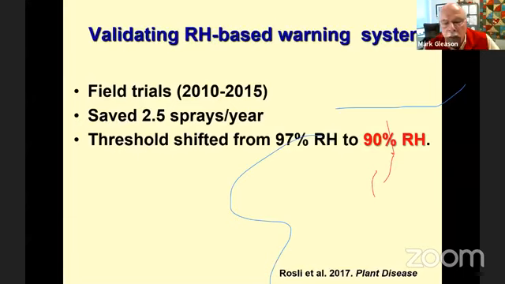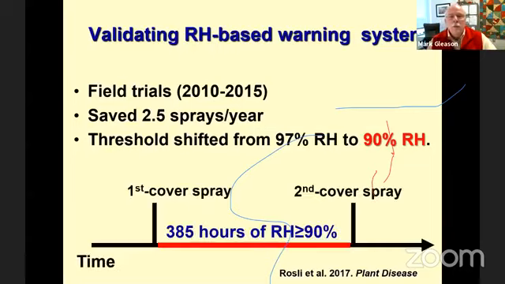But we also found that 97% relative humidity was just too high for what's called an action threshold. We needed a threshold lower than that. So we went down to 90% relative humidity. It turns out that humidity sensors are not very accurate at very, very high RH, so we found a lot more accuracy from sensor to sensor down at 90%. That led us to this model, which is the one we published a few years ago and are using with growers today, where we have 385 hours of relative humidity greater than 90%. That's our current model. It seems to be the most reliable model for conditions in the upper Midwest.